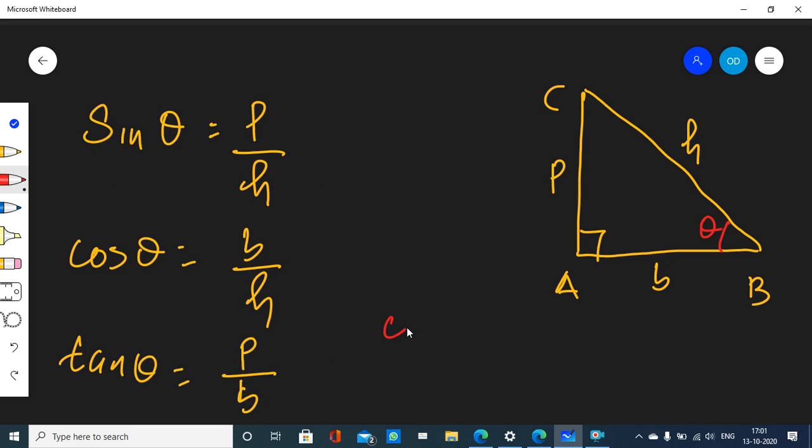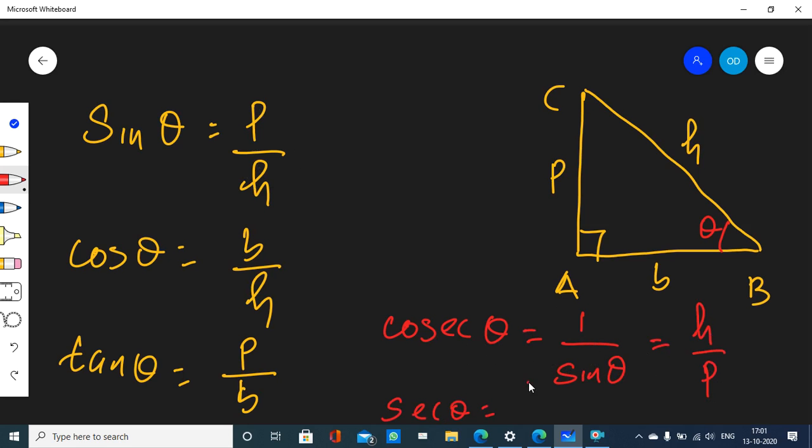Also we know that cosec theta is the reciprocal of sine theta. Cosec theta is equal to 1 by sine theta, which means cosec theta times sine theta is equal to 1. So they are reciprocals of each other. Sin theta is P by H, so cosec theta will be H by P.